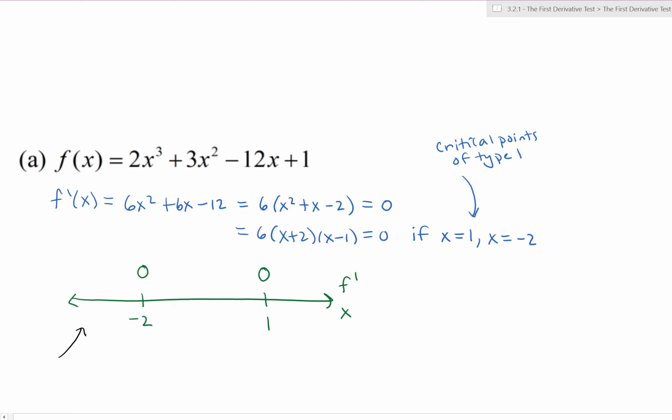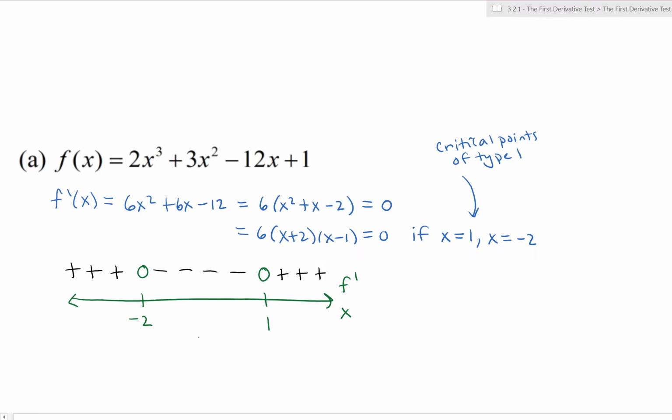Down here, to the left of x = -2, if I plug in a gigantically negative number, then 6 times a negative is going to be a positive, so the derivative is positive over there. If I plug in x = 0 to my derivative, we get -12, so the derivative is negative in there. And if I plug in a massively gigantic positive number to the right of 1 up here, then we just get a positive number. And so there's our sign analysis on f prime, our derivative here.